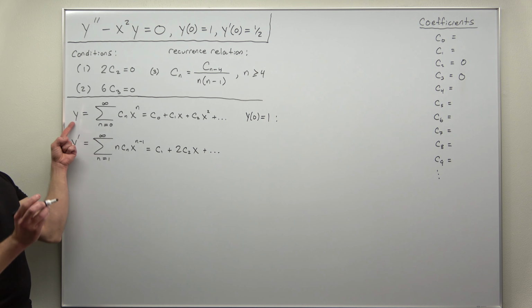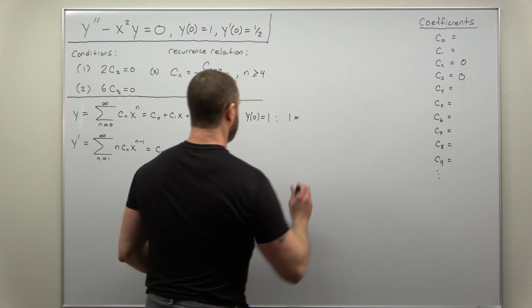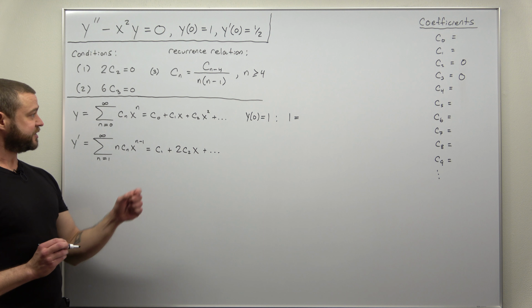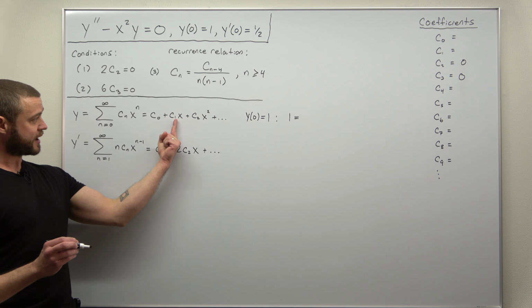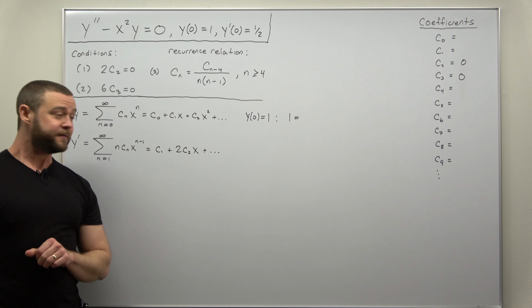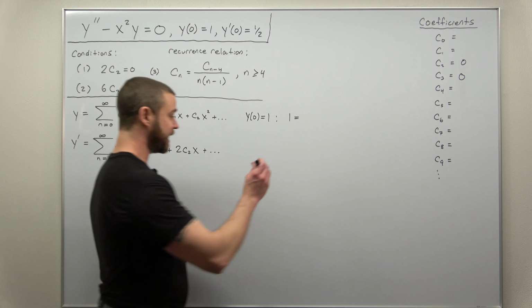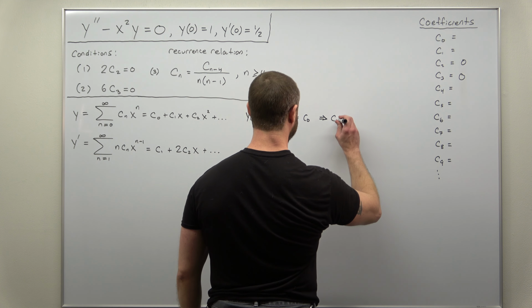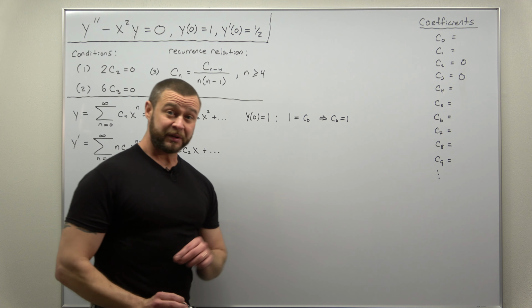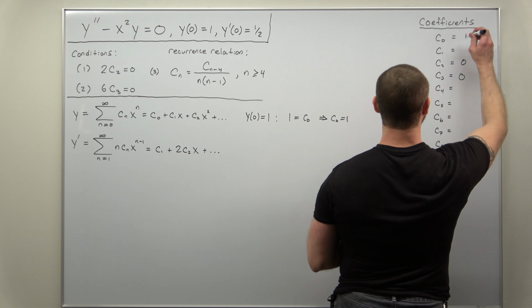So in other words, our y or function value is 1. And when you plug in x as 0, everything but c sub 0, in other words, your x term and beyond, they all evaluate to 0. We're left with just c sub 0 on the right side. And that immediately tells us c sub 0 is 1. So we can put that in our list.